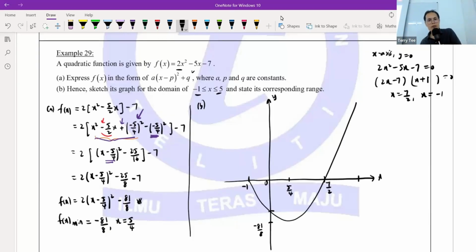Now, you know why I don't want to extend this higher? Because the question asks us to draw from -1 to 5. So I stop there. No need to draw any higher, right? And one more thing.